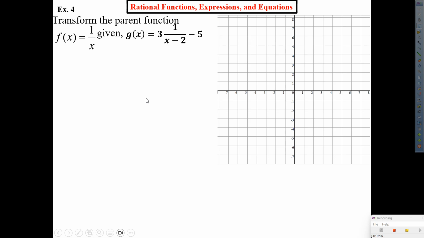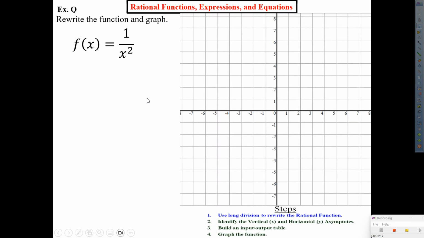Therefore, that brings us to today. Copy this one, example Q. It reads, rewrite the function and graph f of x equals 1 over x squared. Get a coordinate plane on the right-hand side from negative 8 to 8. Give you guys some time. Just copy the problem, don't copy the steps. This is something we already know what to do. All right, here we go.